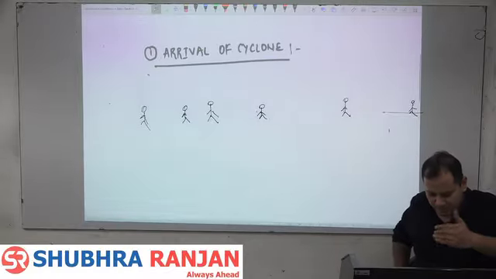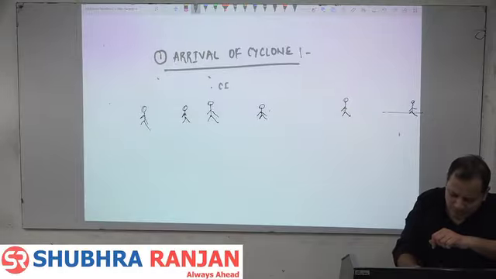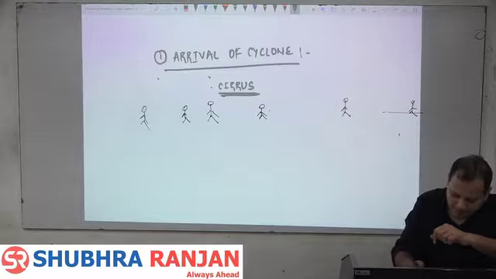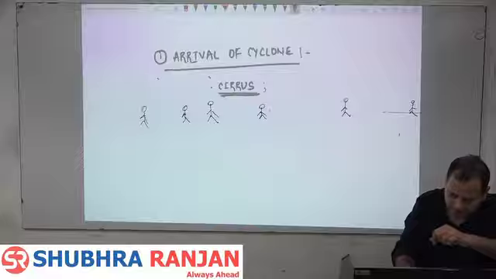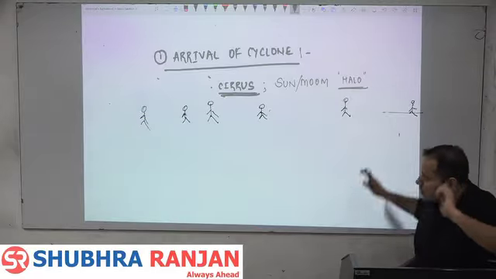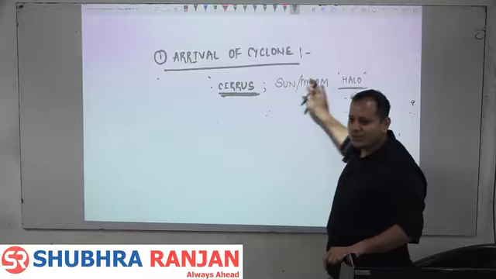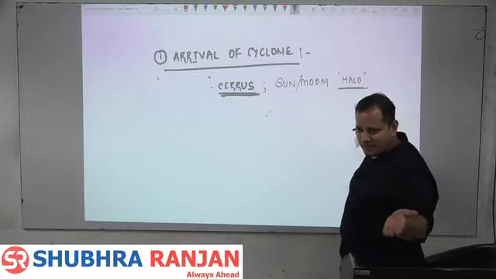Next point, the same sub-points. There is a presence of cirrus clouds high up in the sky. The sun and the moon are encircled by a halo. Which cloud is associated with halo? Cirrostratus. So after cirrus there is cirrostratus.